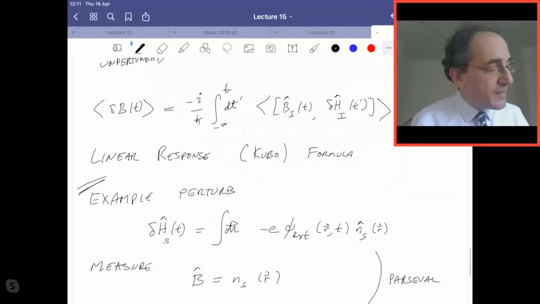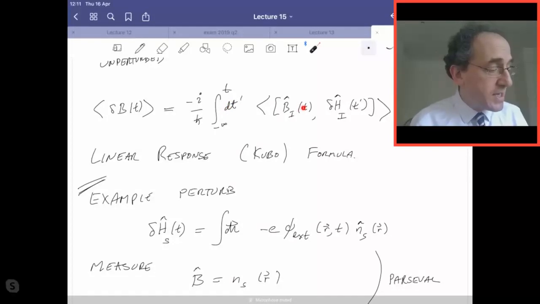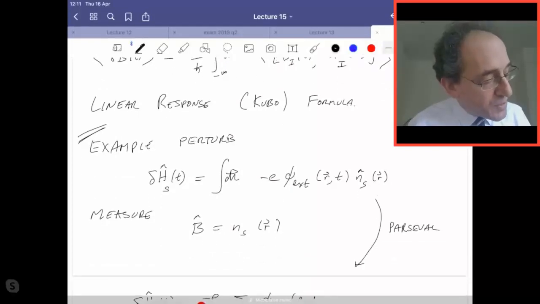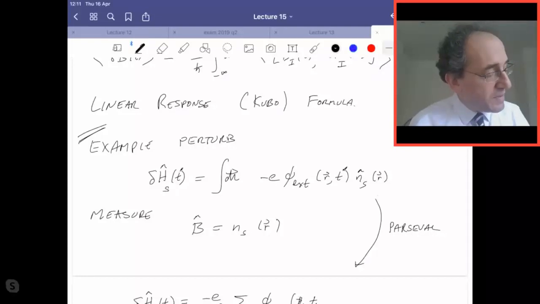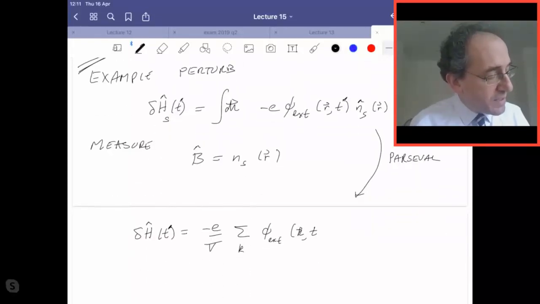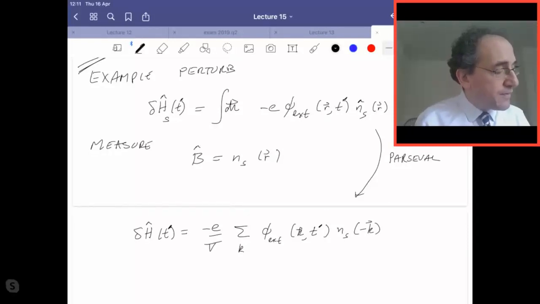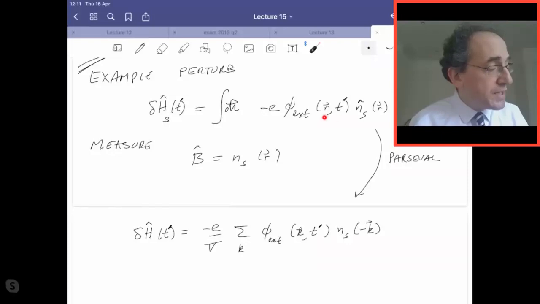Way back up in this corner, on this equation here, the perturbation occurs at time t prime, and then you integrate over all earlier times t prime to find the response at time t. So let's put primes here. We're going to perturb the system at time t prime, so this perturbation always occurs at time t prime, times n at minus k. The point being that the integral over all of space of one thing times another thing over all r can be written as the sum over all k's of one thing at k and one thing at minus k.